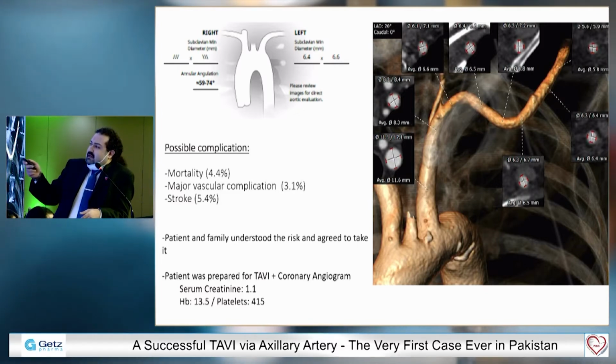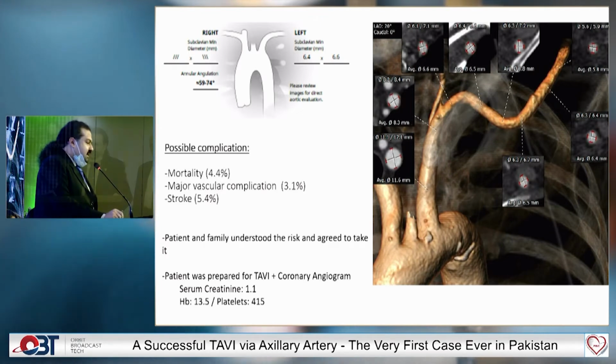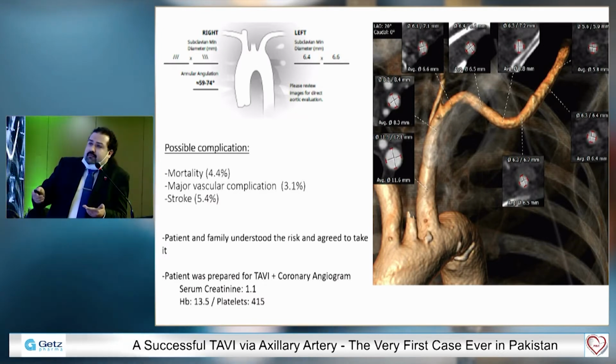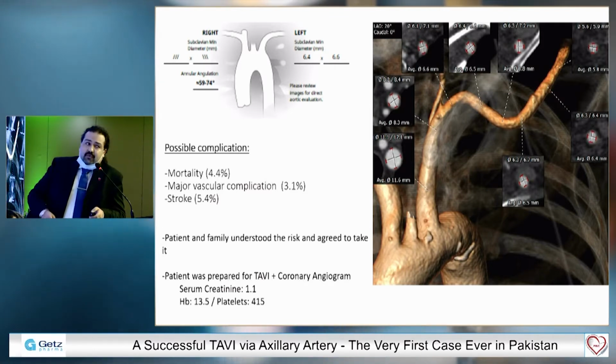Looking at the axillary artery, the size is around 6.4, which is more than 6. And the more proximal we go to the aorta, the subclavian is even bigger, 6.7. And this is exactly what we need to maintain the 18 French sheath required for our procedure. Before proceeding, we have to see what the possible complications with this route are. Again, there are no RCTs on this access, but different registries in the world have reported a 30-day mortality of around 4.4%, major vascular complications of 3.1%, and stroke around 5.4%.